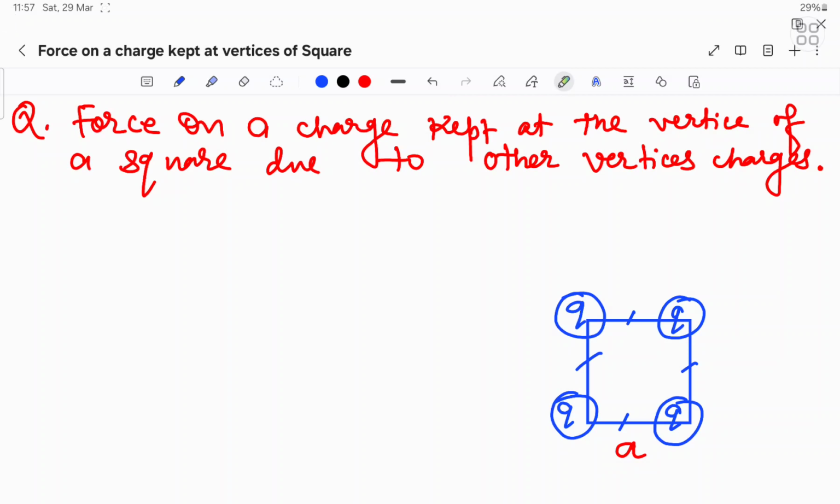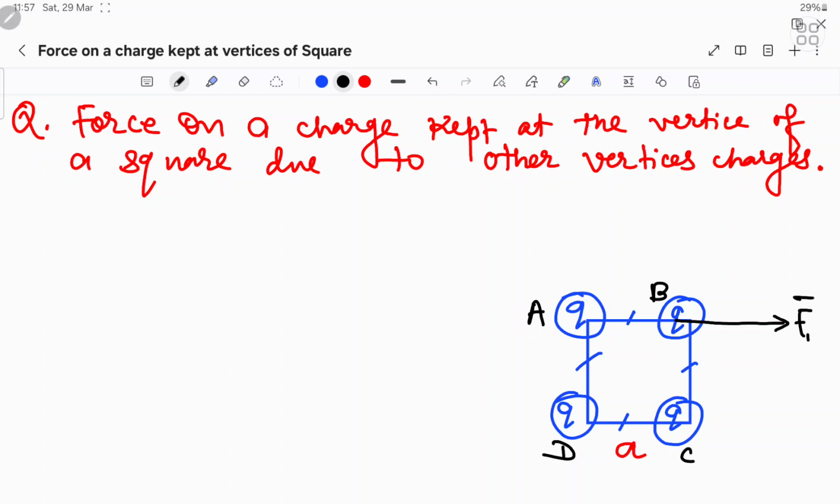So what will you do for that? We will first name the vertices, such as this is point A, B, C and D. Now suppose we want to find the force on charge B. So the force on charge B due to charge A is in this direction. This is the force F1.